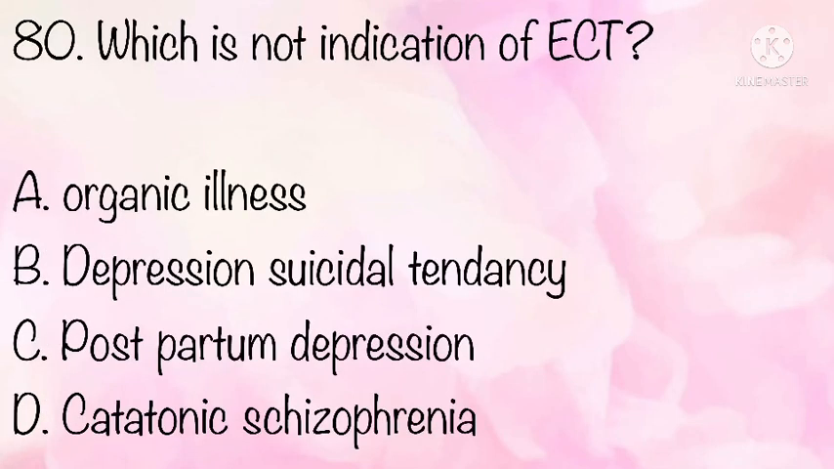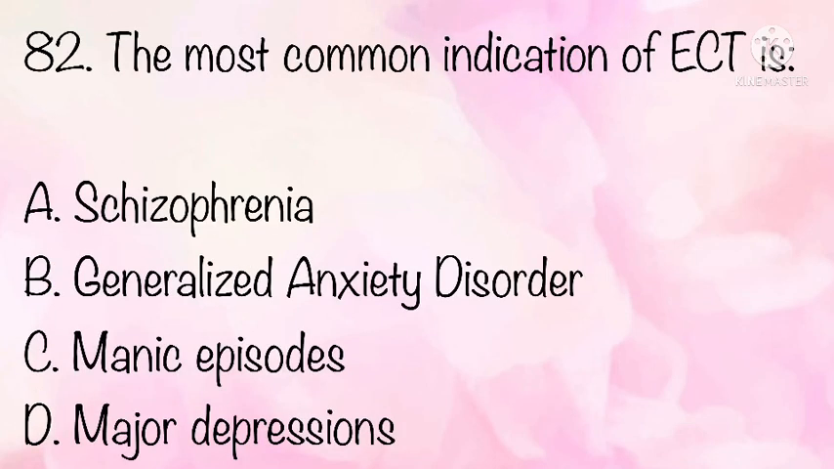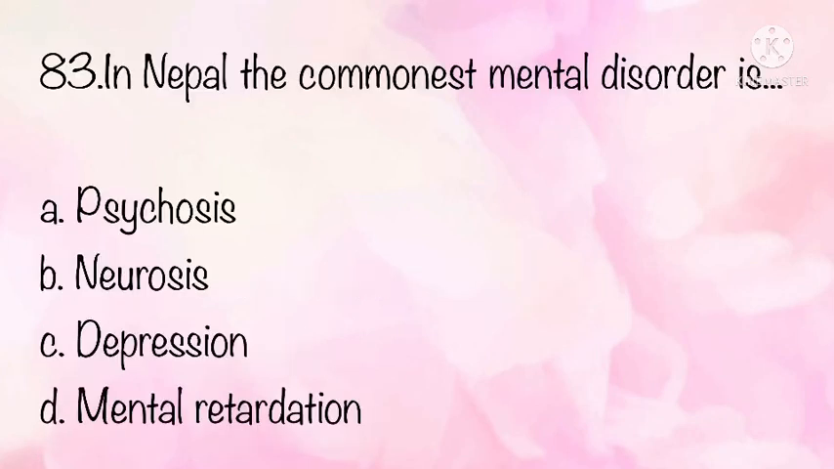Which is not an indication of ECT: organic illness, depression, suicidal tendency, postpartum depression, catatonic schizophrenia. The correct answer is A, organic illness. Which is not a mood stabilizer: sodium valproate, haloperidol, lithium, carbamazepine. The correct answer is B, haloperidol. The most common indication of ECT is schizophrenia, generalized anxiety disorder, manic episode, major depression. Correct answer is D, major depression. In Nepal, the commonest mental disorder is psychosis, neurosis, depression, mental retardation. The correct answer is B, neurosis.